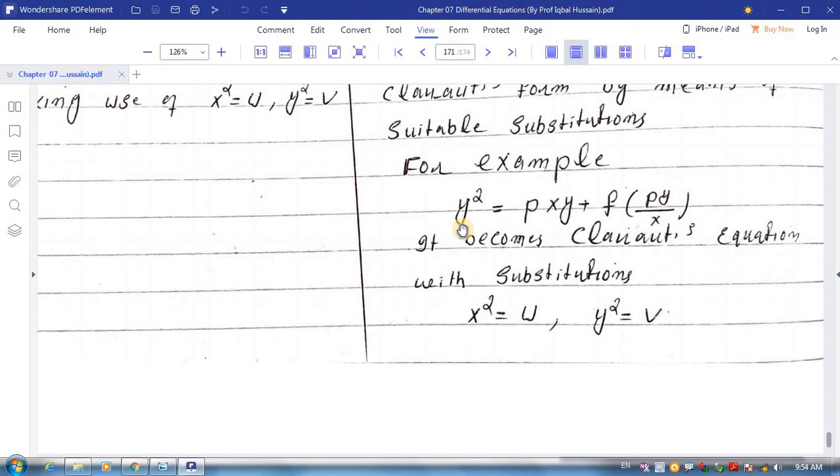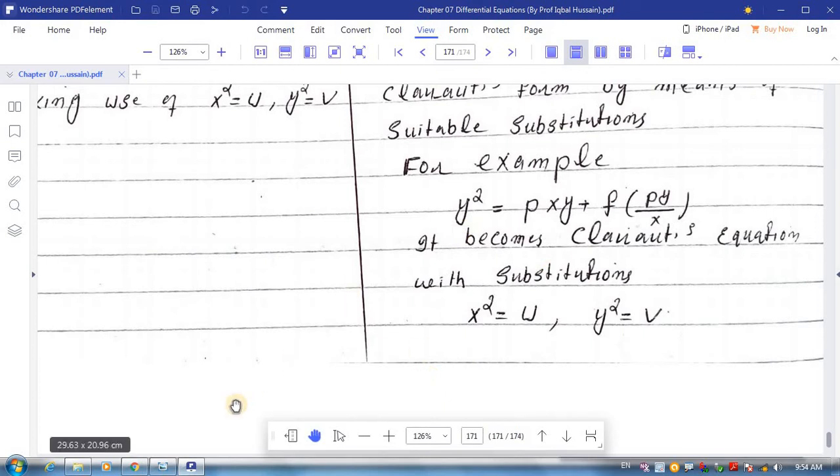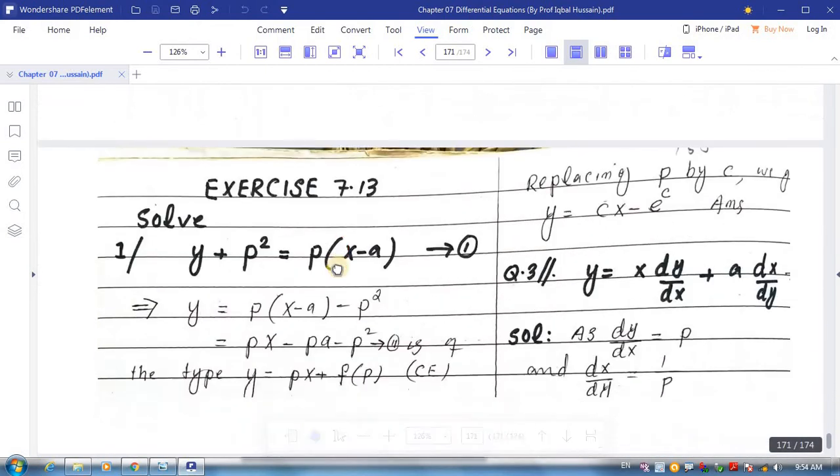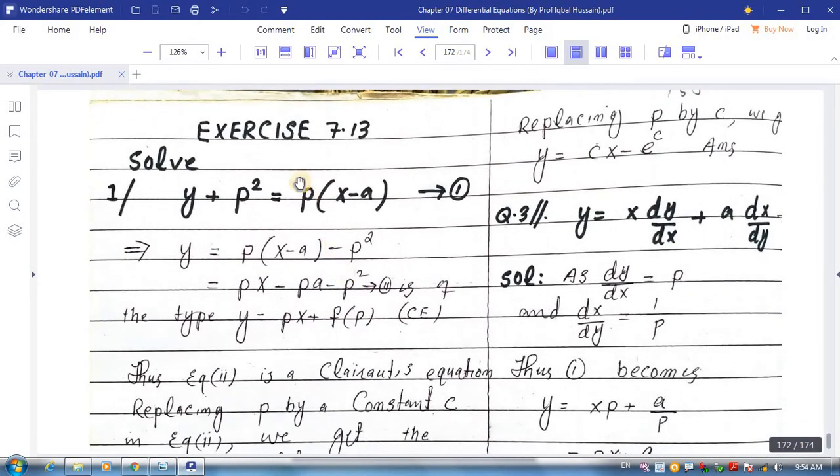So here on the screen, if we have a differential equation of this type, then we have to use the substitution x square is equal to u, y square is equal to v, and thus the equation will be converted to the Clairaut's equation. Now we come to exercise 7.13. This is a differential equation. Writing this differential equation, transpose this term to the right side, and this term will be here. Now simplifying, px minus pa minus p square.